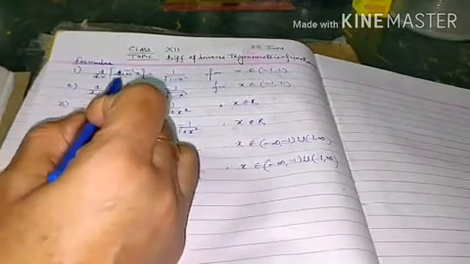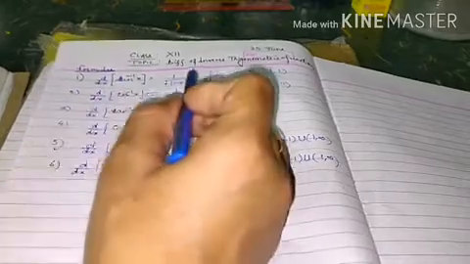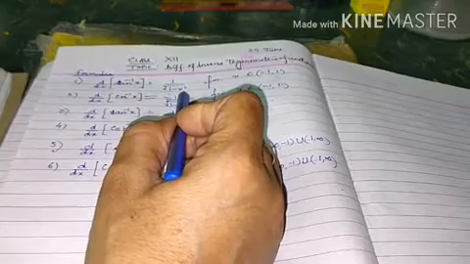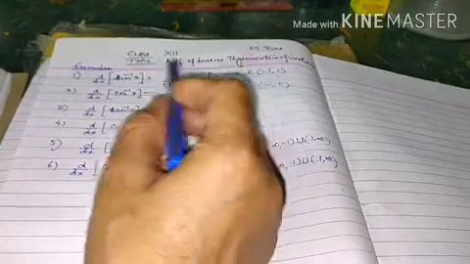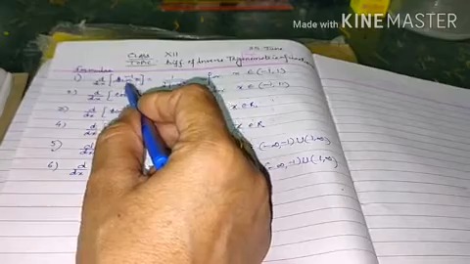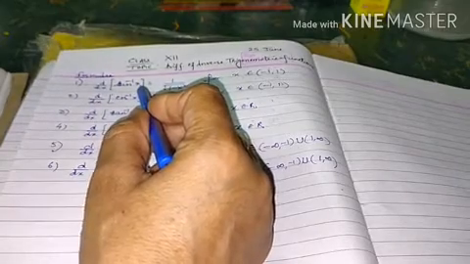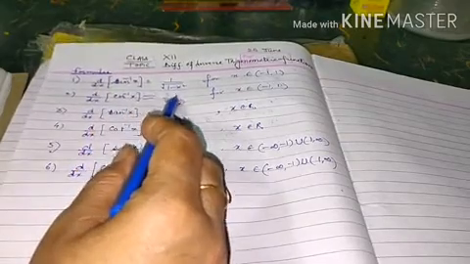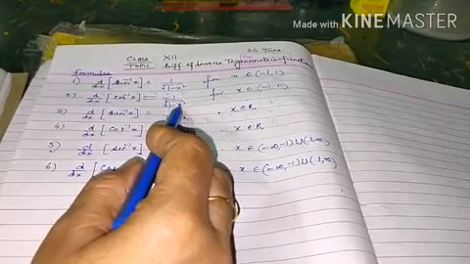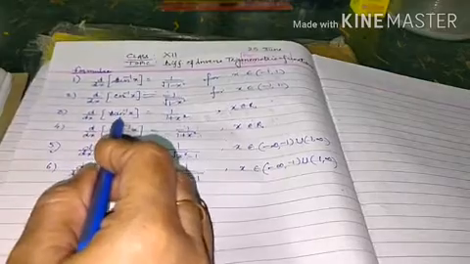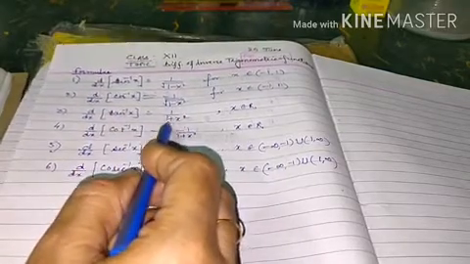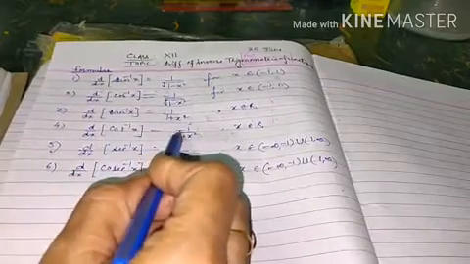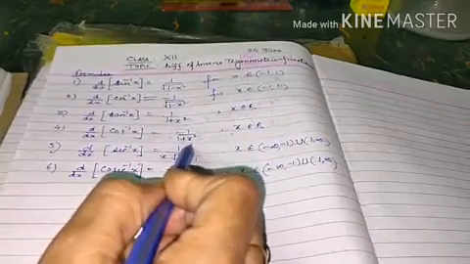d by dx of sine inverse x is 1 upon root 1 minus x square for x belonging to minus 1, 1, that is the domain of this inverse function. Similarly, d by dx of cos inverse x is minus 1 upon root 1 minus x square. d by dx of tan inverse x is 1 upon 1 plus x square. d by dx of cot inverse x is minus 1 upon 1 plus x square.